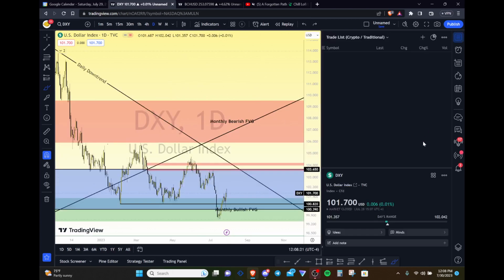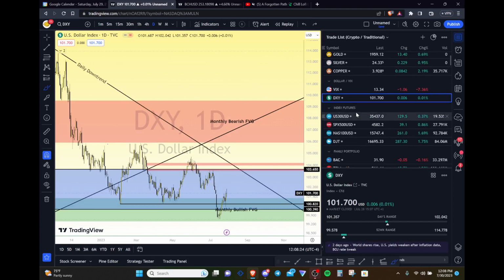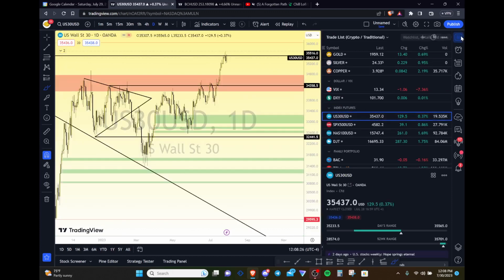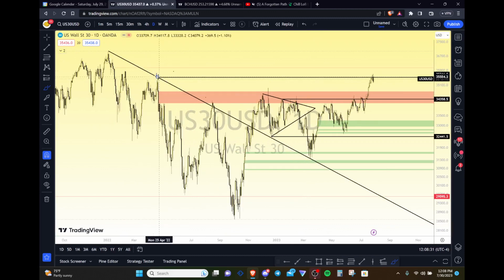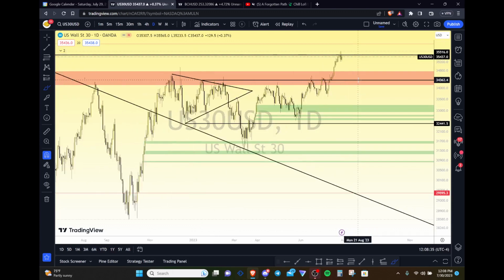All right, next is the US indexes. So let's take a look at the Dow, see how that's looking. So finally we're getting a slowdown, and it came right towards the next major pivot that we had marked here at 35,516. What did we do?